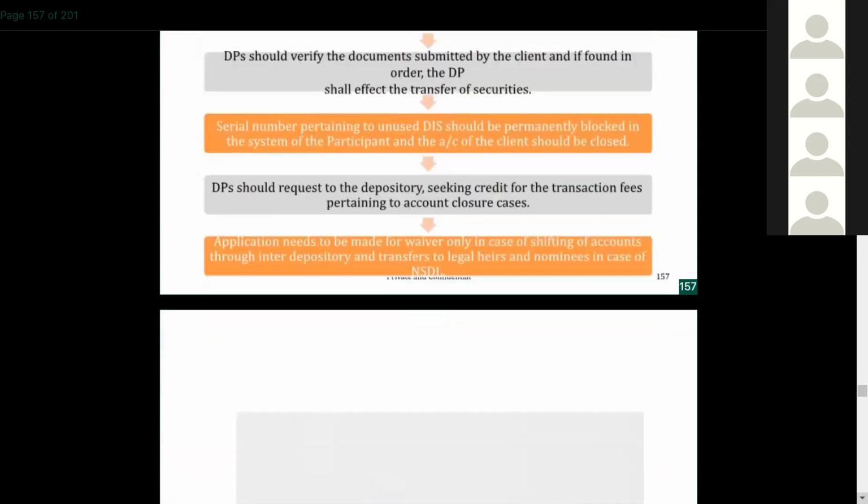So DP should request the depository seeking credit of transaction fees pertaining to account closure cases. And this should be made only in case of shifting accounts through inter-depository transfer and transfer to legal heirs and nominee in case of NSDL.